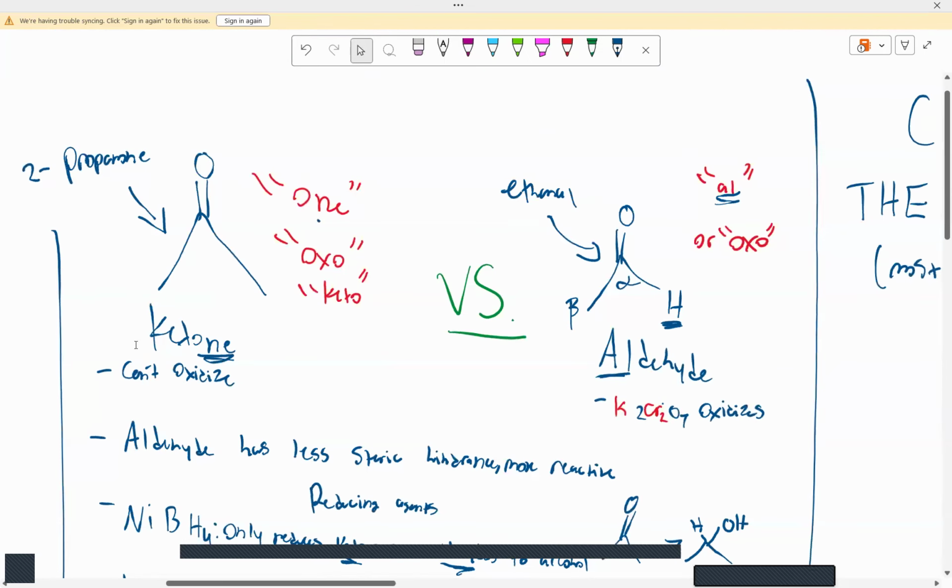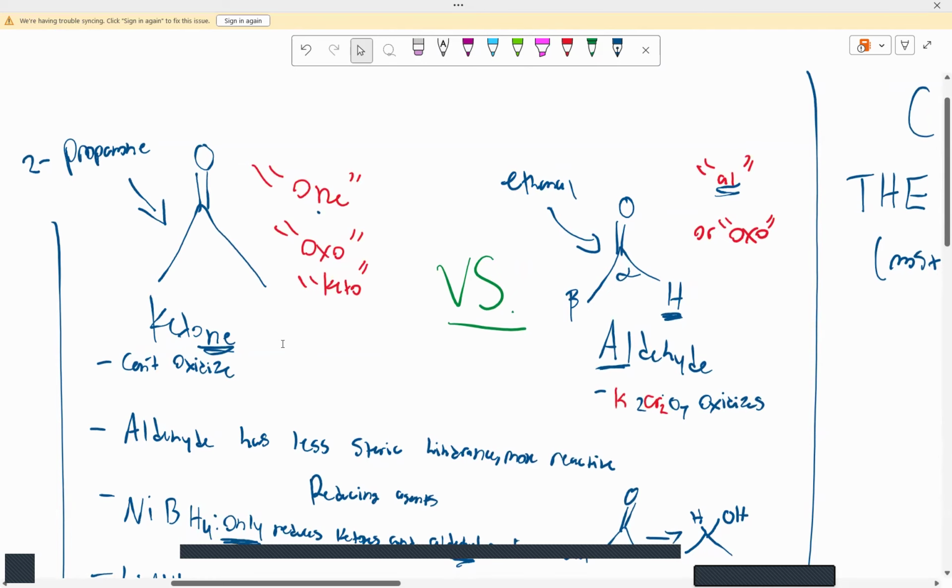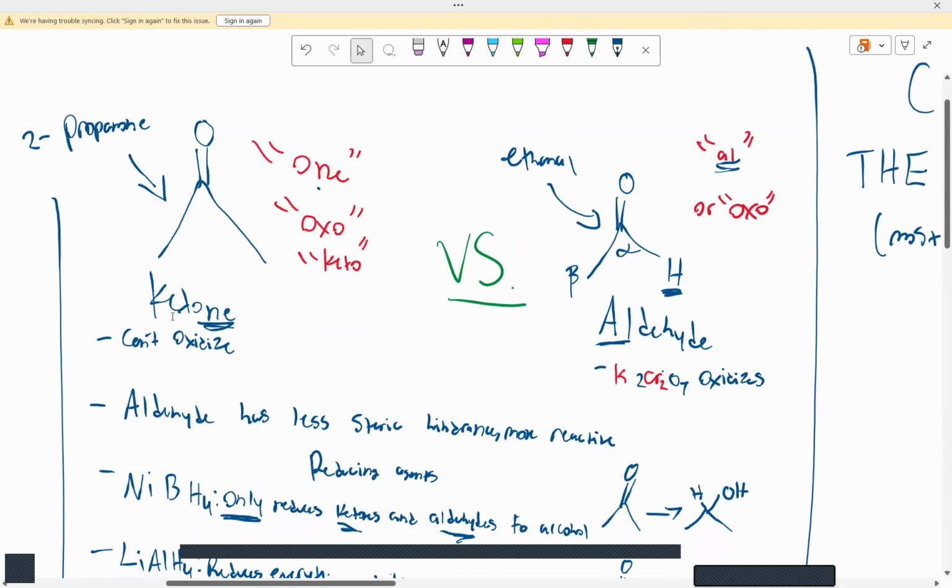Now I want to go on to ketones versus aldehydes, Batman versus Superman. Over here I have the ketones. Ketones have a suffix that ends in "-one," which makes sense for a ketone. Whereas for aldehydes, the end of the molecule will be "-al," which makes sense since aldehyde. For the prefix, they can either be oxo for ketones and aldehydes, whereas ketone also has the additional prefix of keto, which makes sense since it's a ketone.